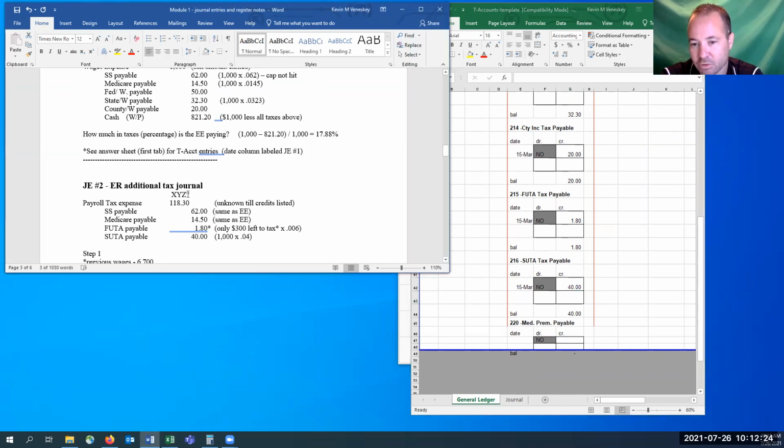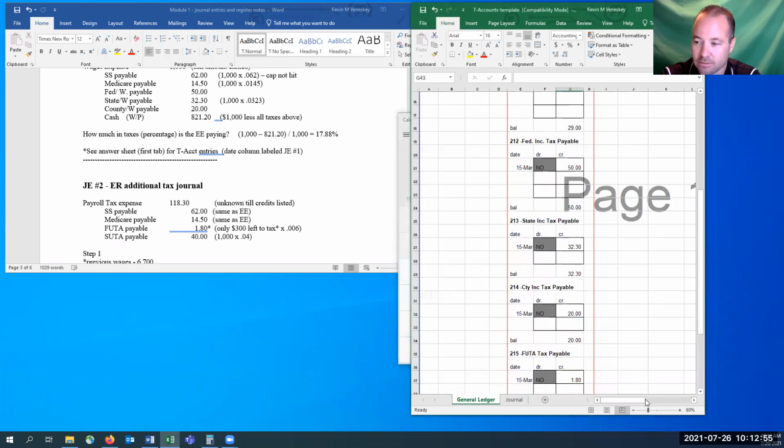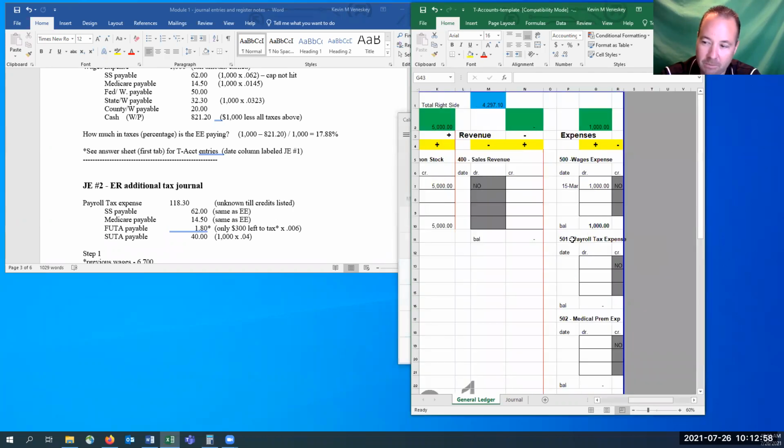Now we can go in and answer this unknown. If we add up these 4 items, we got the 62, the 14.50, the $1.80, and the 40. That's going to give us our debit amount. That will make everything balance. Our debits are going to equal our credits. So all of my payroll tax expenses are an additional $118.30. So I come over here to my payroll tax expense, $118.30.